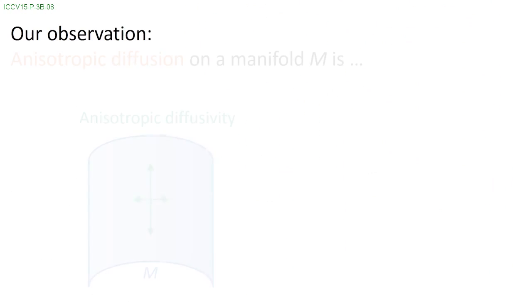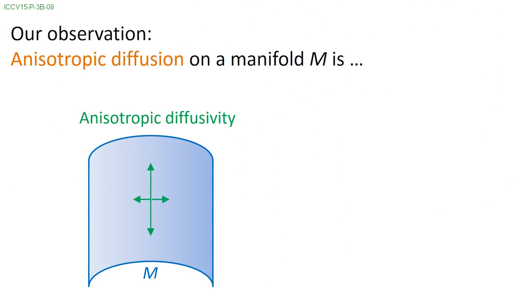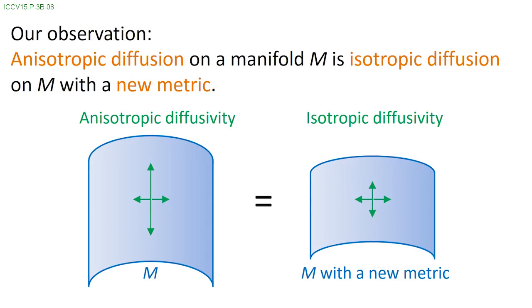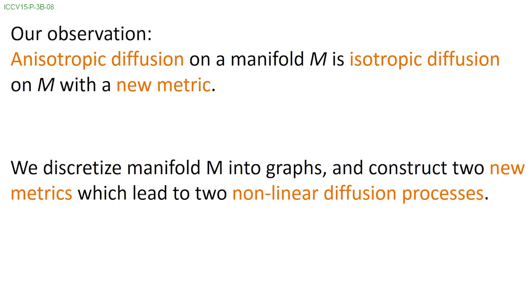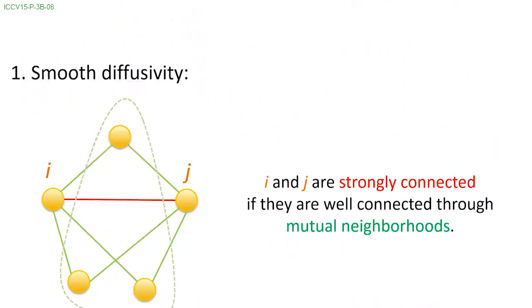Our observation is that anisotropic diffusion on a manifold M is isotropic diffusion on M with a new metric. We discretize manifold M onto graphs and construct two new metrics which lead to two nonlinear diffusion processes.